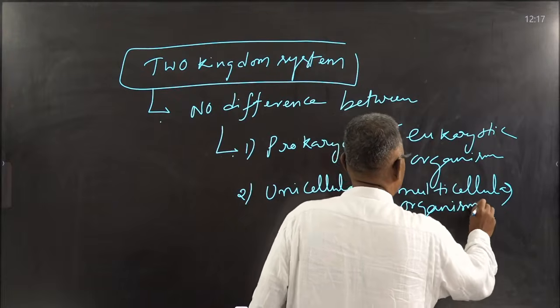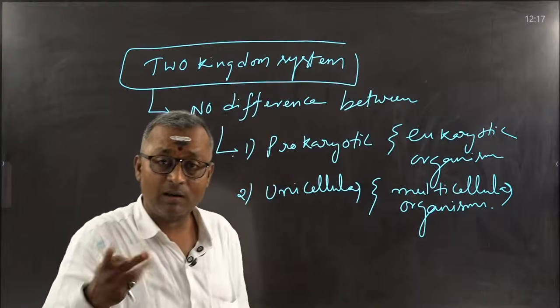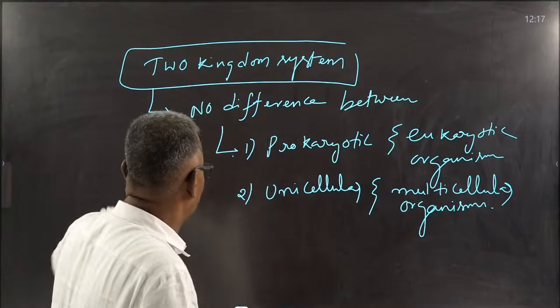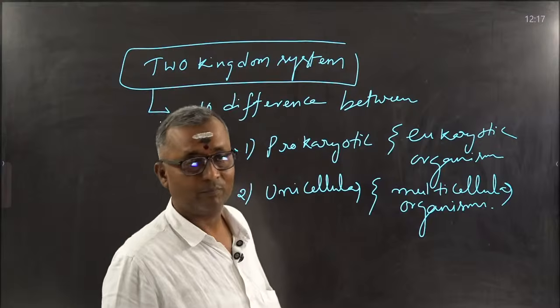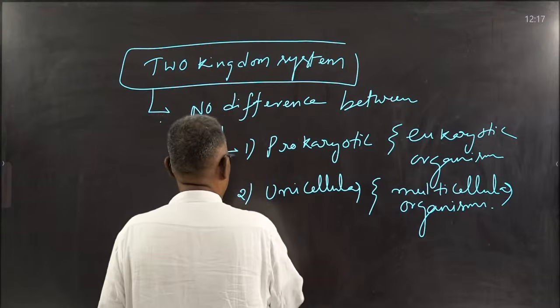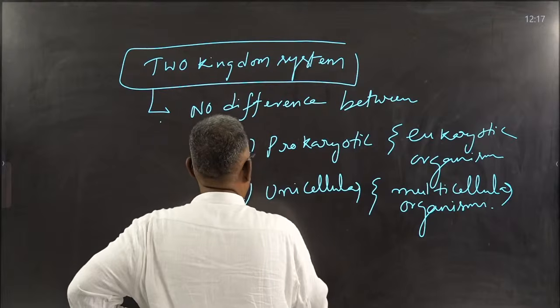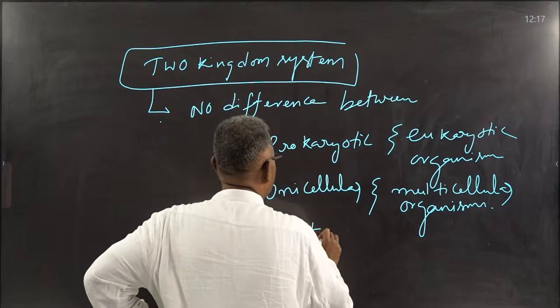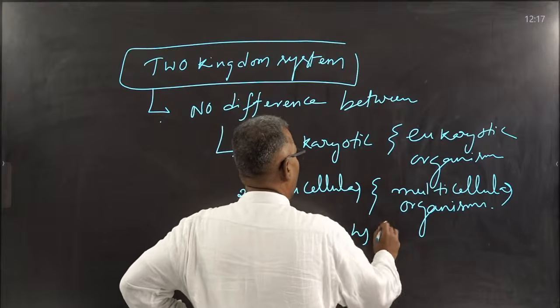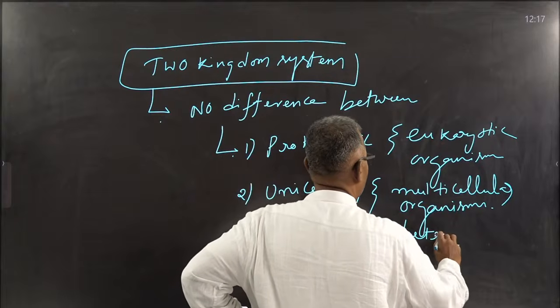Multicellular organisms. That means both unicellular and multicellular organisms are placed under kingdom Plantae. Apart from that, it is also not making any difference between autotrophs and heterotrophs.